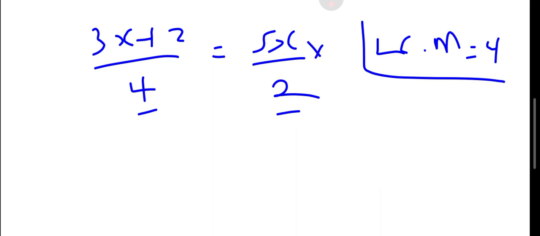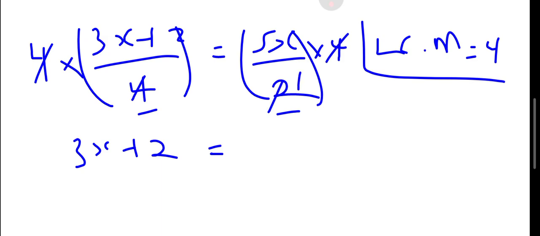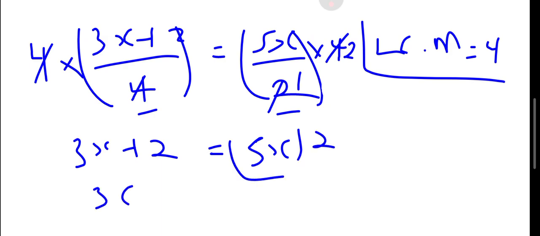So we multiply this side by 4. We multiply this side by 4. Right? So 4 can cancel 4 here. So we have 3x plus 2 is equal to. So 2 goes into itself 1. It goes into 4 twice. Right? So we have, okay, let me write 2 here. Yes, so we now have 5x times 2. Right, so we have 3x plus 2 is equal to what? 10x.